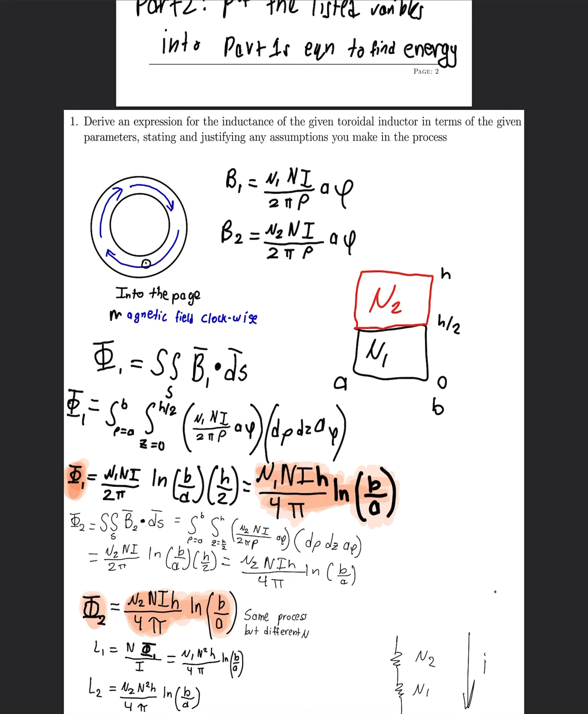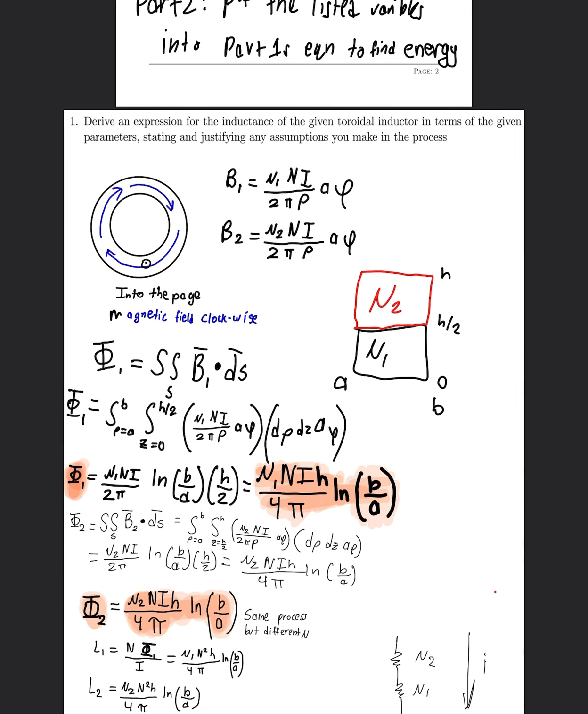And right here we are extending the rho from a to b because those are the two radiuses. So we're trying to capture all of the material. And then height wise, we're going from 0 to h over 2 because we're only looking at mu1 right now, and we're trying to find it for region 1. And so we solve this integral and we're left with this equation for the flux of region 1.